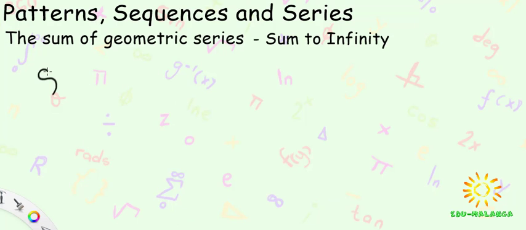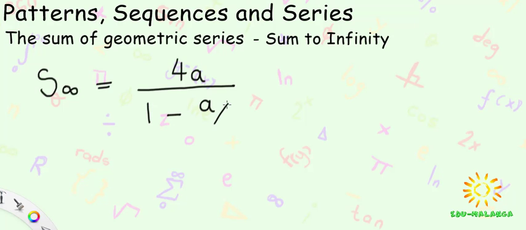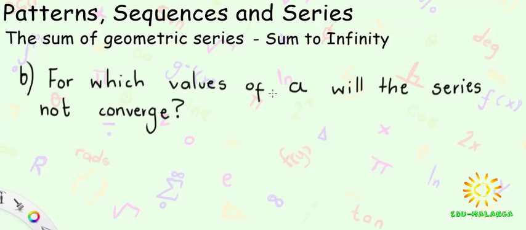Our sum to infinity then becomes equal to, open our brackets, we have 4a divided by 1 minus a over 2. We can't simplify this expression any further because we have 1 minus a over 2. So this is about as far as we can go to solving for the sum to infinity. But the question continues and asks us, for which values of a will the series not converge?